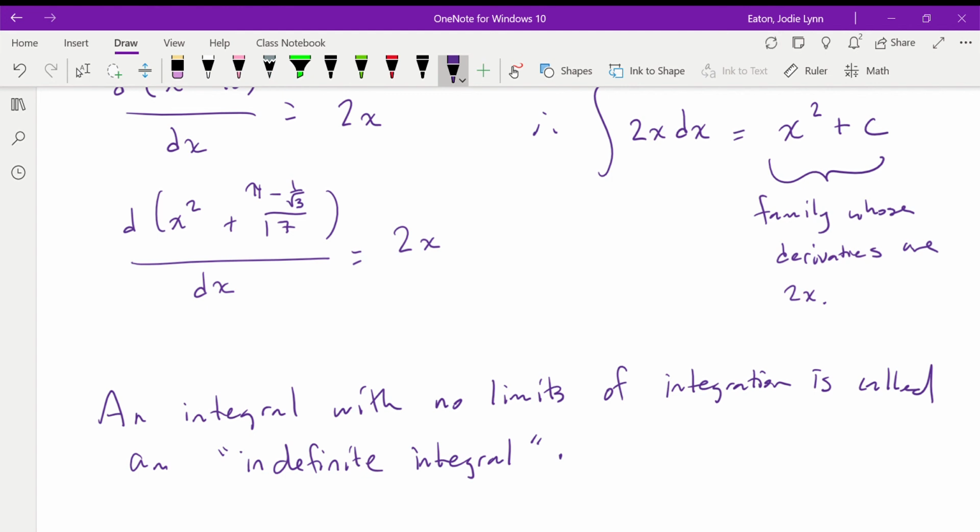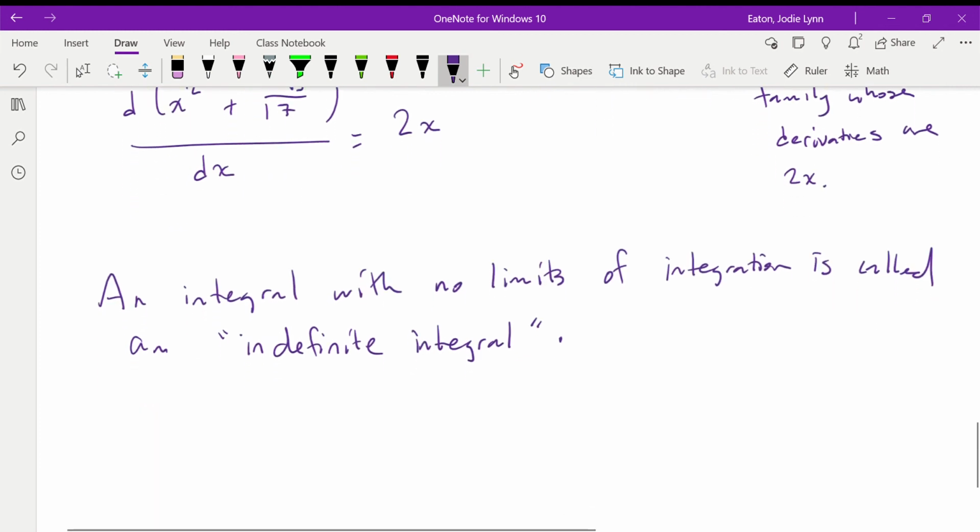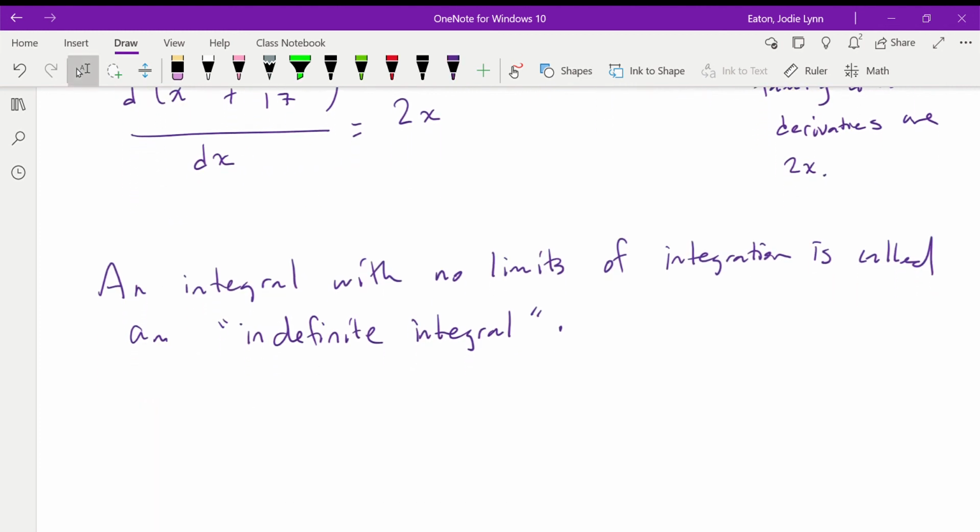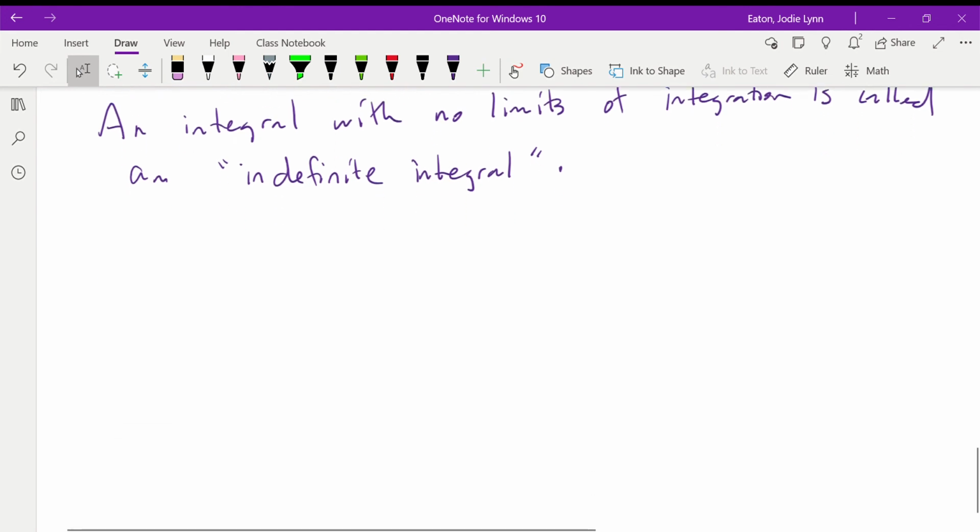And if you're wondering, Miss Eaton, would you take off marks if I didn't write plus c for an indefinite integral? You betcha. That's what makes it an indefinite integral, is that you don't know whether you're adding a number, what number you're adding, how big, subtracting. It's impossible to know. So we have to add the plus c because there's a whole family of functions that your answer could be when you're finding an indefinite integral.